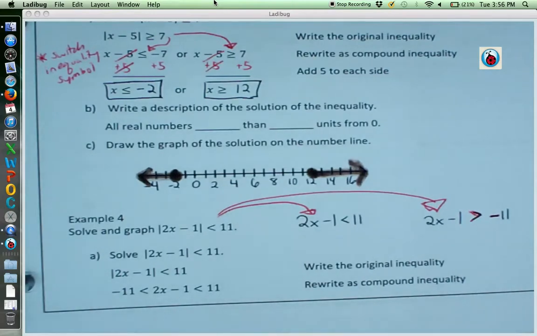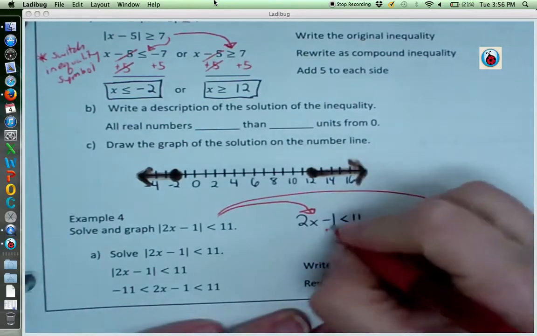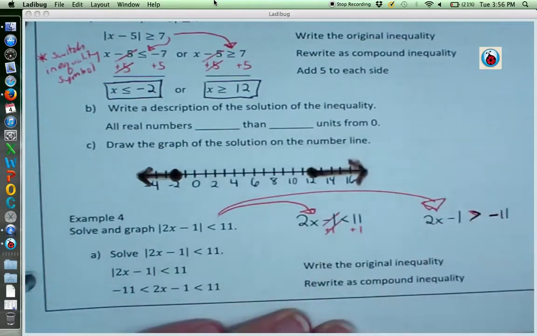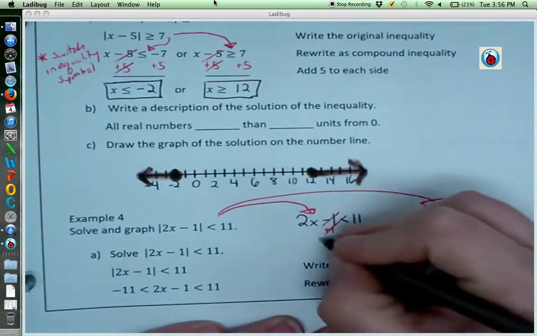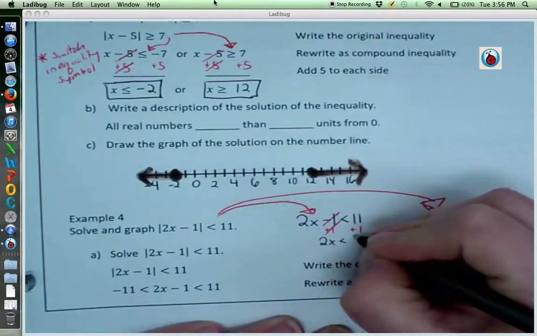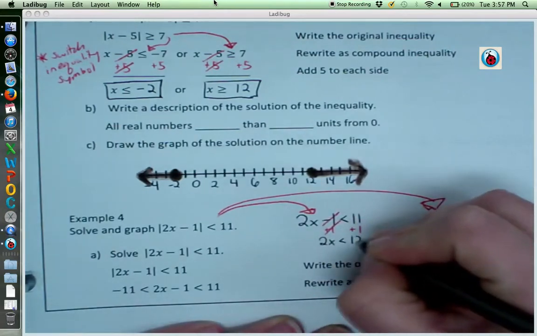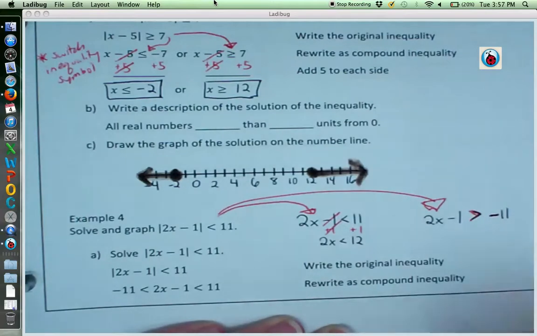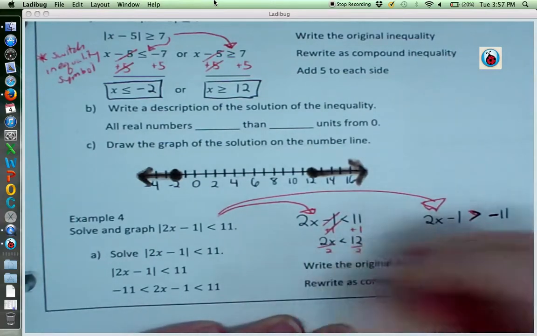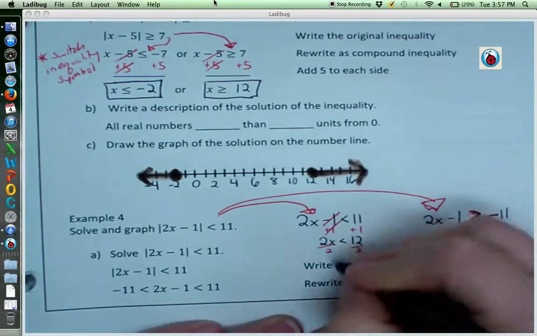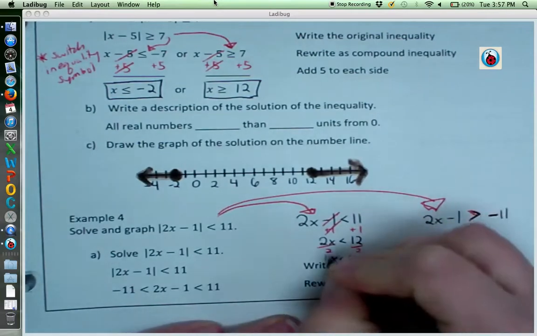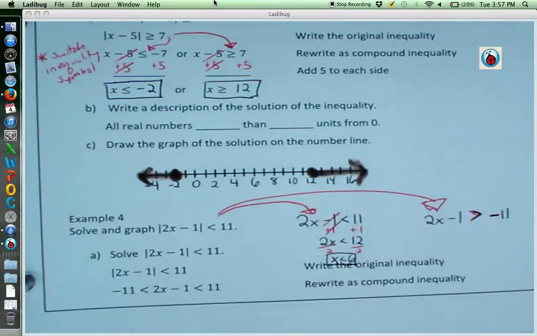And I could solve each of these separately. So I would solve this by adding 1 to both sides first. I end up with 2x is less than 11 plus 1 is 12. Divide both sides by 2. And I end up with x is less than 6 as part of my answer.